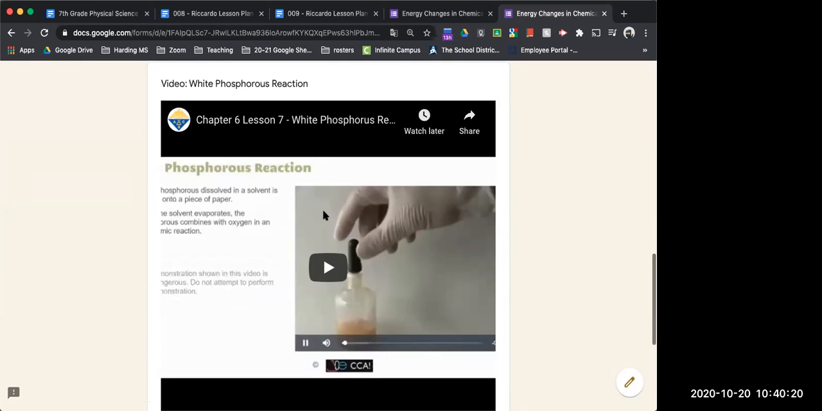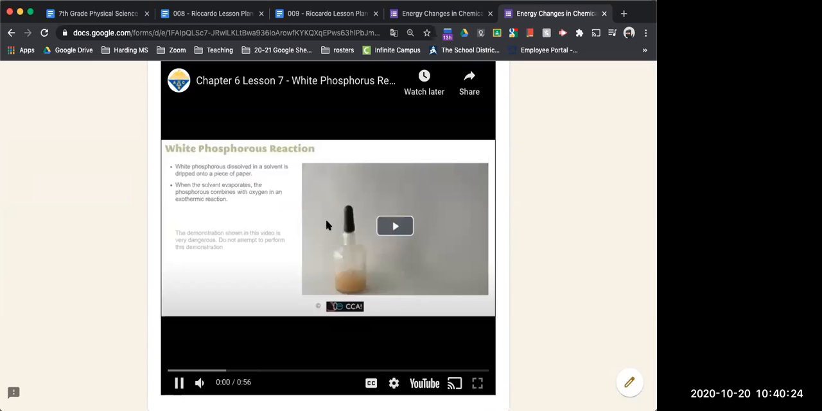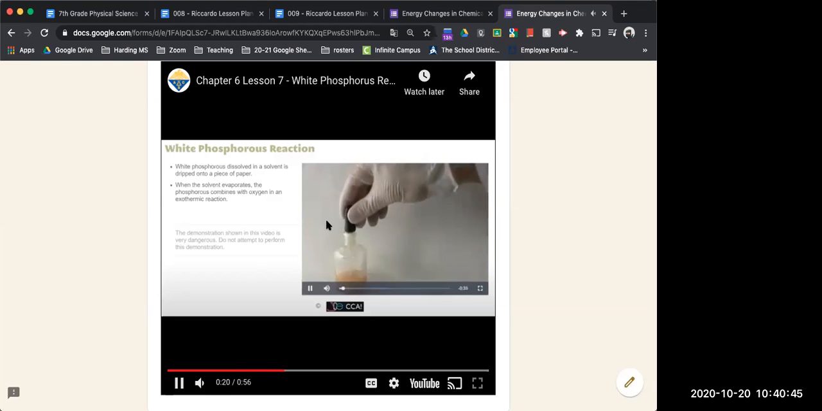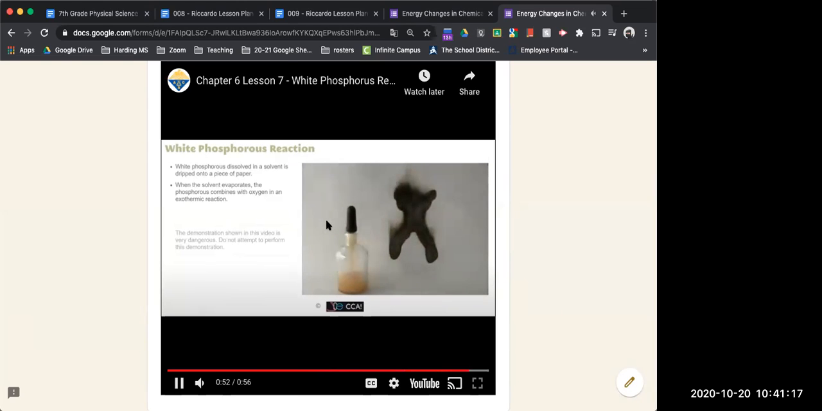And this one is the white phosphorus. The demonstration shown in this video is very dangerous. Do not attempt this demonstration at home. Here we have white phosphorus, which is dissolved in a solvent in the dropper bottle. In a moment, you'll see what happens when the white phosphorus reacts with oxygen in the air in an incredibly exothermic reaction. An element dissolved in carbon disulfide is taken into a medicine dropper and used to write on a piece of filter paper. As the solvent carbon disulfide evaporates away, the element begins to react with oxygen from the air in a spontaneous exothermic combustion reaction. This exothermic reaction gives off light and heat.